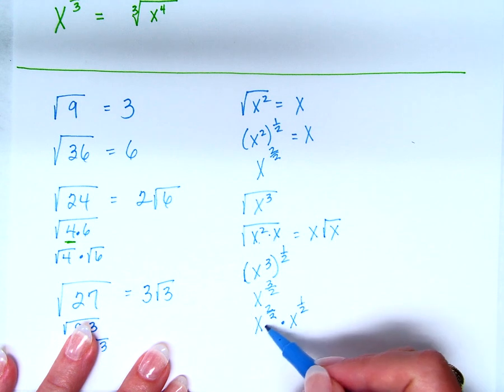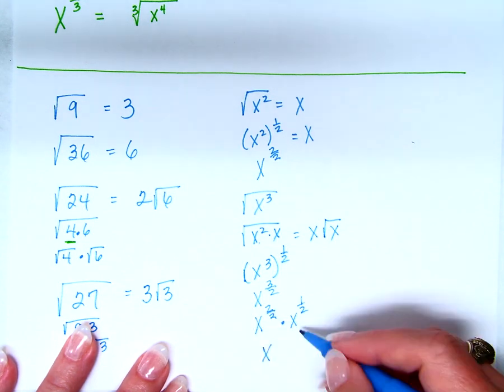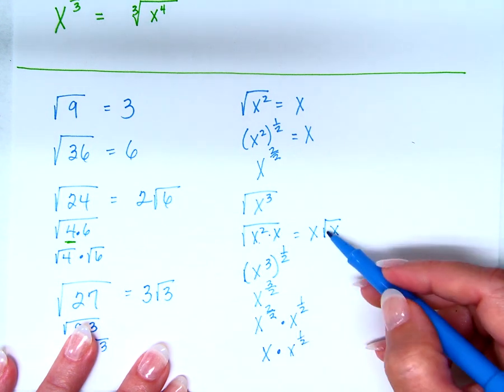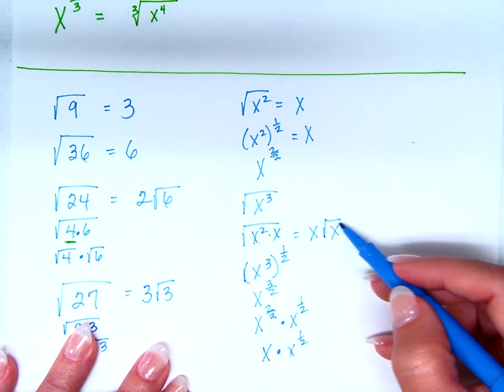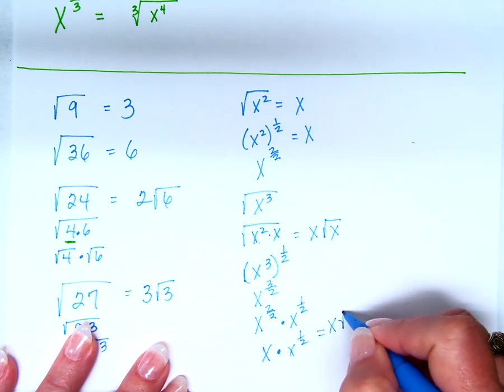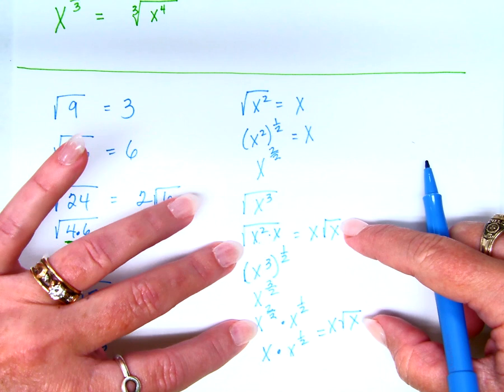Well, what is x to the 2 over 2? Just x, right? And this stays x to the 1/2, but remember what's the same as x to the 1/2? The square root of x, right? So isn't this the same answer as x times the square root of x? Aren't those two the same answers? We just went about it 2 different ways.